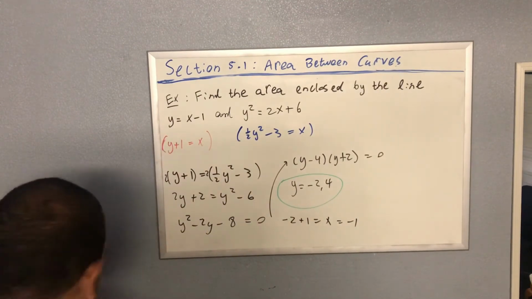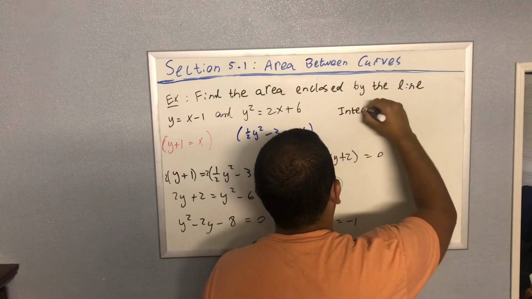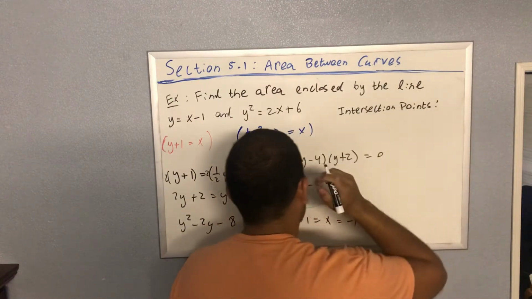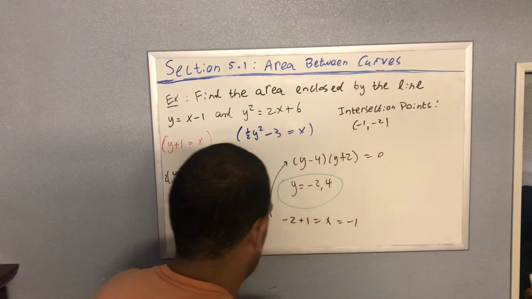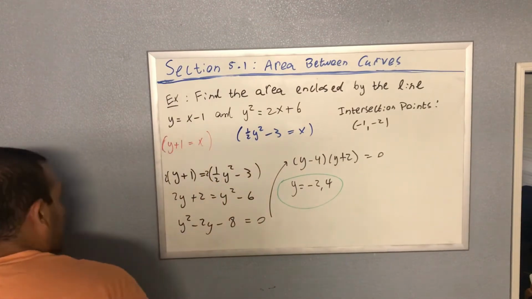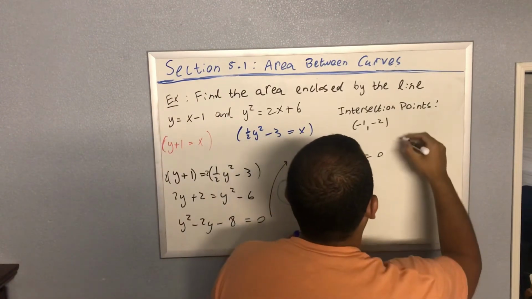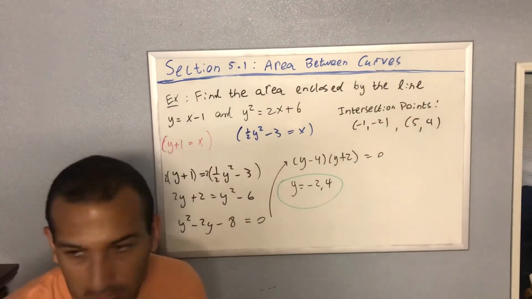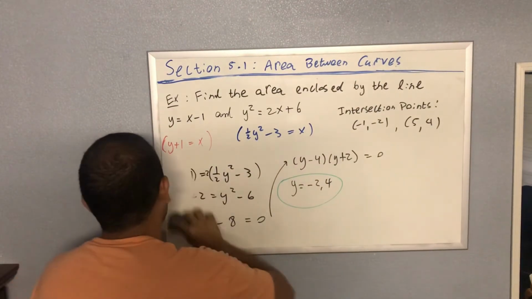So we know that one intersection point is x is -1 and y is -2. So that's one intersection point. And then the other one is, if you stick 4 into here, you get 5, right? So then you get x is 5 and y was 4. So these are the intersection points, which we'll need.